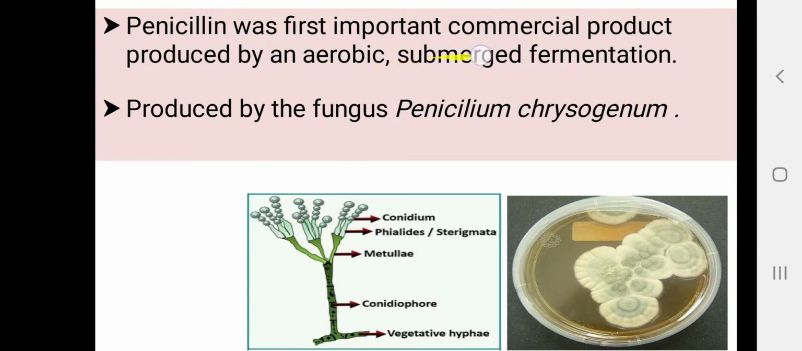Penicillin was the first important commercial product and this was produced by aerobic submerged fermentation, using the fungus Penicillium chrysogenum. Now this is a petri dish which shows the pure culture of Penicillium chrysogenum, and this is a diagrammatic representation of the fungus Penicillium, the vegetative hyphae, and showing the asexual reproductive structures of Penicillium, that is conidiophores are present which bear the metulae, the sterigmata as well as the basipetally arranged conidia.